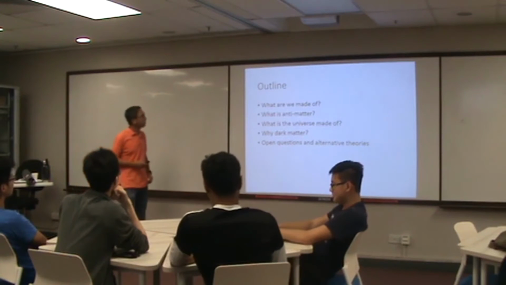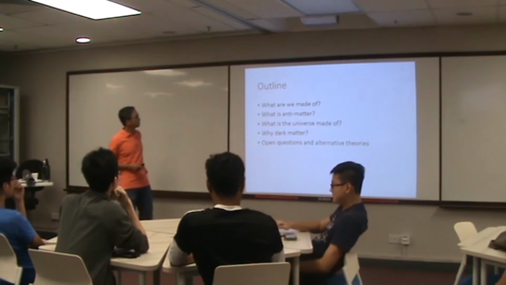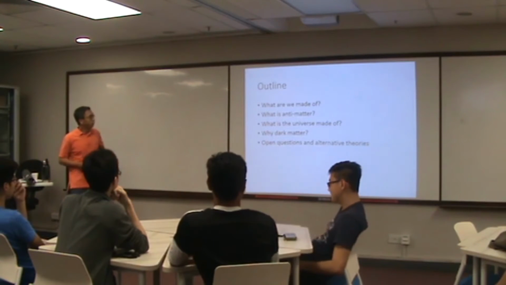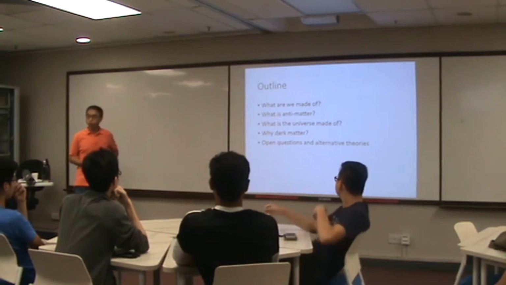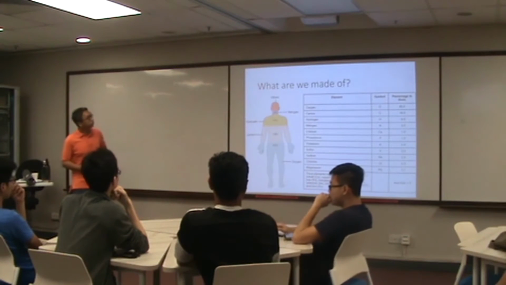This is the outline of my talk. What are we made of? What is antimatter? What is the universe made of? Why do we need dark matter? And there are also open questions and alternative theories. What are we made of?